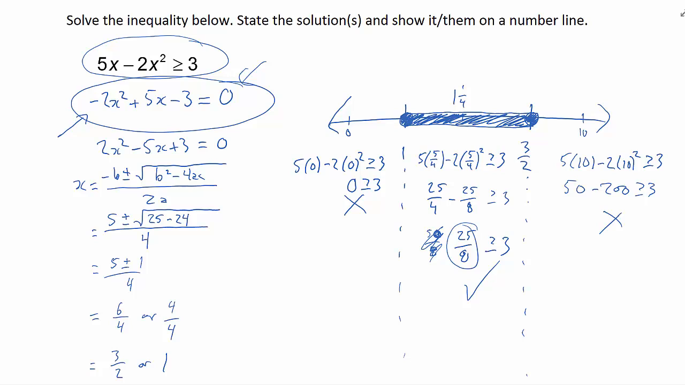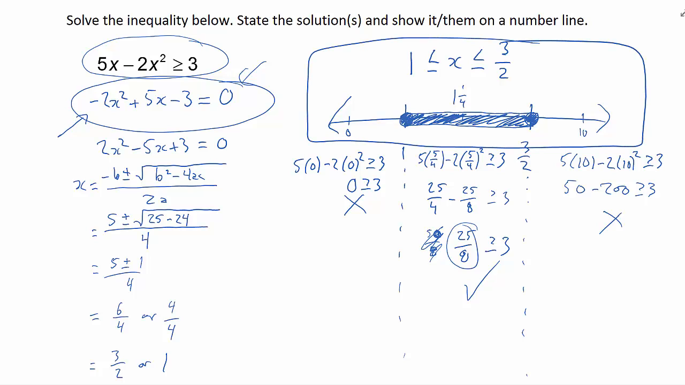It's the interval between 1 and 3 over 2. Writing that algebraically, I say 1 is less than or equal to x, which is less than or equal to 3 over 2. There is the solution right there, and you can see the 3 test points that we did down below.